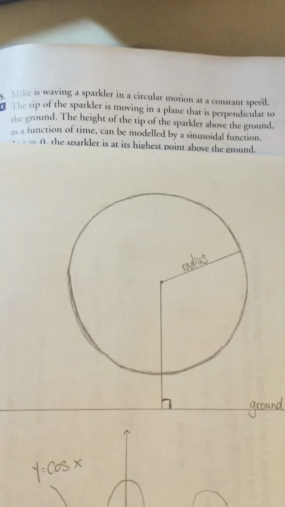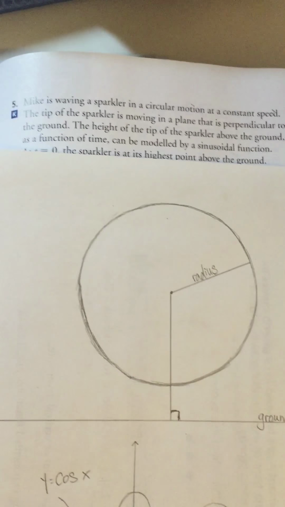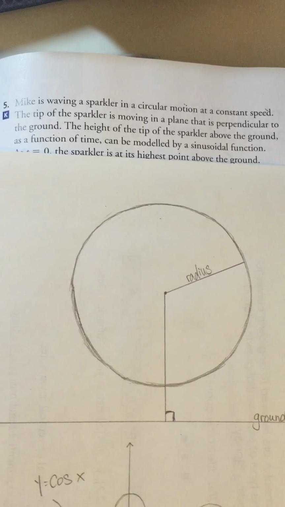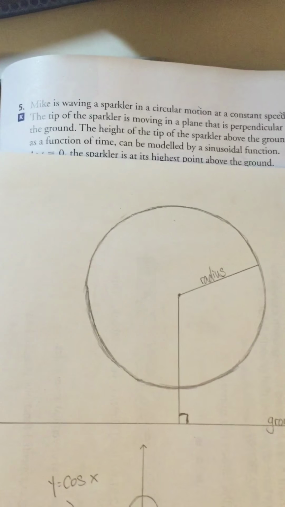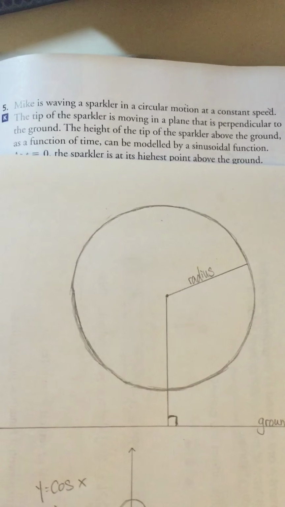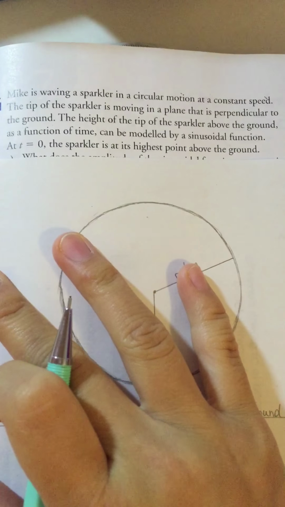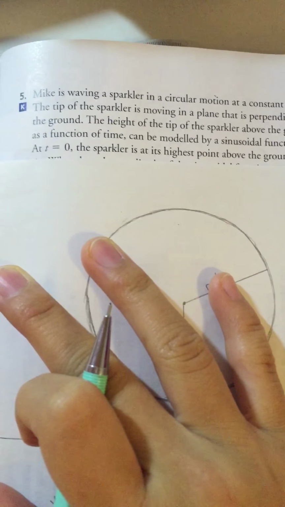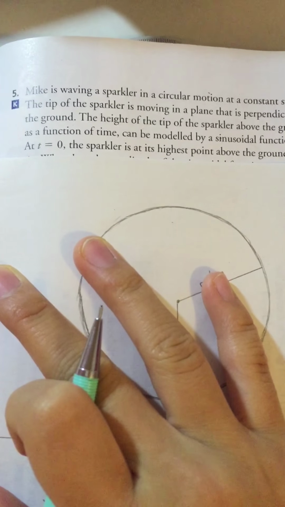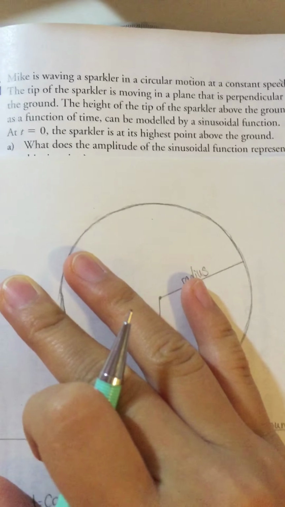Mike is waving a sparkler in a circular motion at a constant speed. The tip of the sparkler is moving in a plane that is perpendicular to the ground. The height of the tip of the sparkler above the ground as a function of time can be modeled by a sinusoidal function. At t equals 0, the sparkler is at its highest point above the ground.